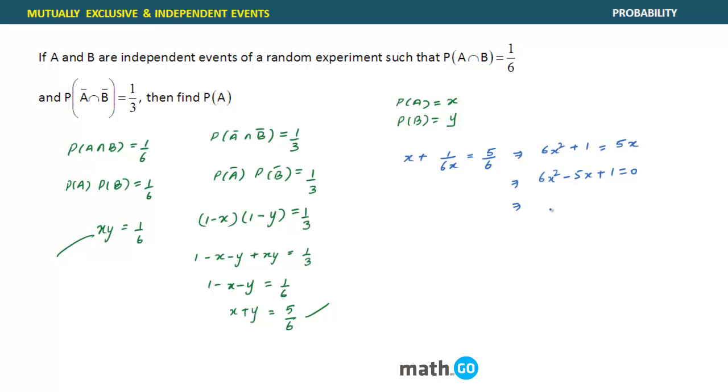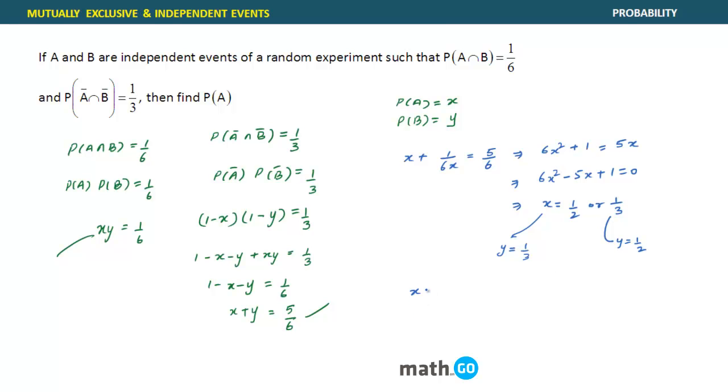If you solve, what values of x will you get? Yes, in a way you will get two values of x satisfying this, either 1 by 2 or 1 by 3. This is what you will get over here. And if you put x equal to 1 by 2, correspondingly you will get y equal to 1 by 3, and for this other value the corresponding value of y will be 1 by 2.